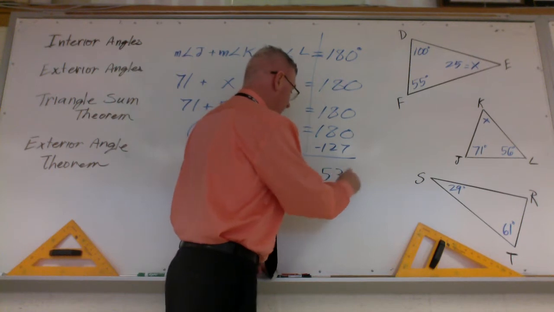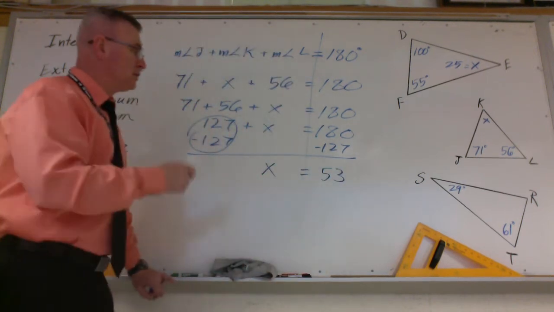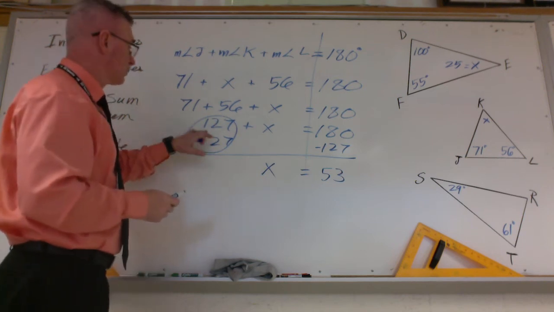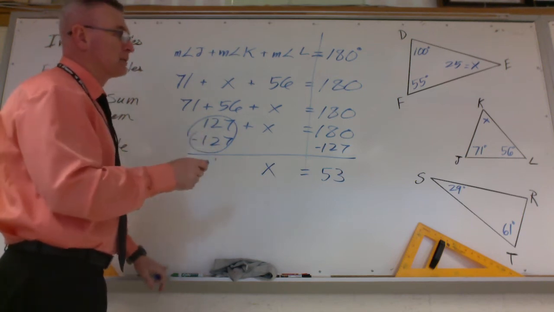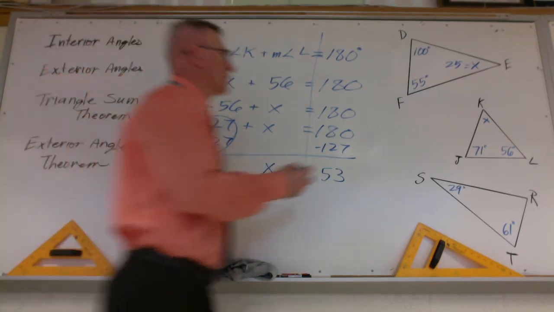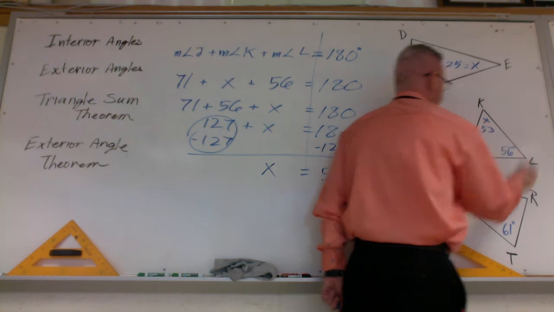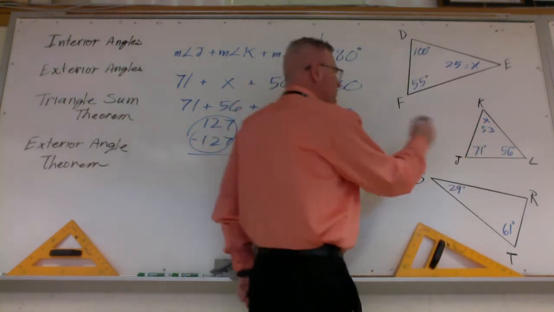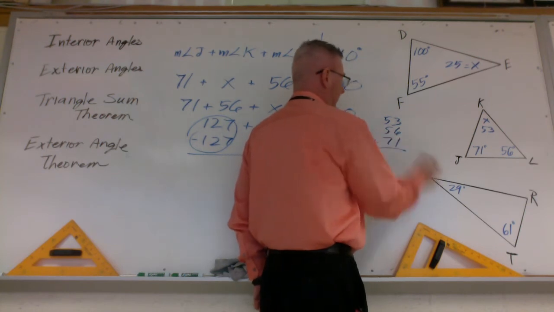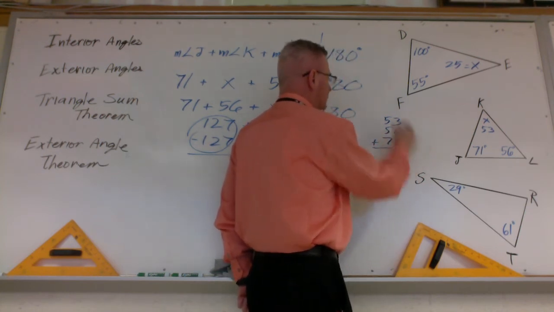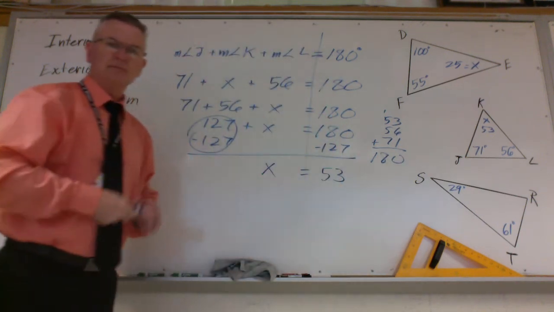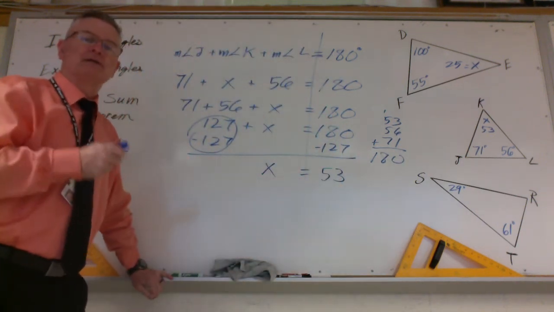53. So, was I expecting an acute angle? Yes, because these two totaled more than 90. So I was expecting something less than 90. And then 53 is what I got. So we're going to check that. So we're just going to put 53, 56, and 71. We're going to add those. 3 plus 6. Okay, that's 5, 10. Yep, 180. Very nice. Okay, that's how easy it is to check your work.